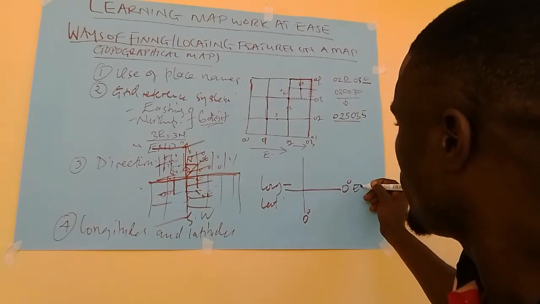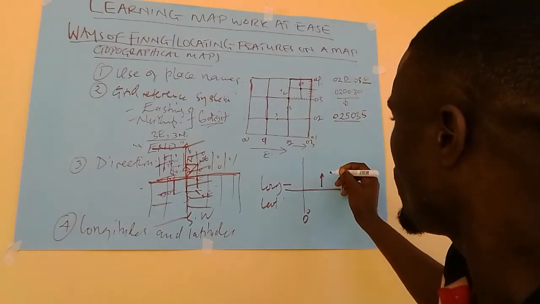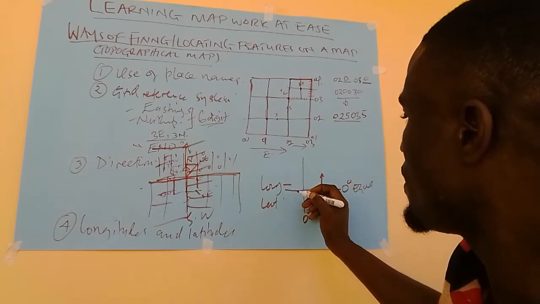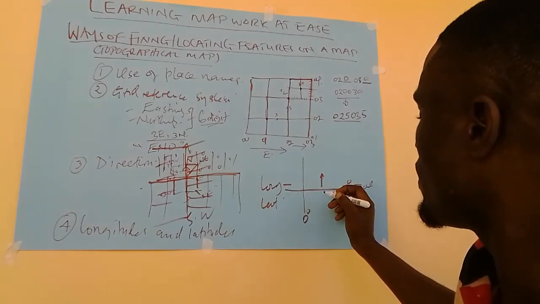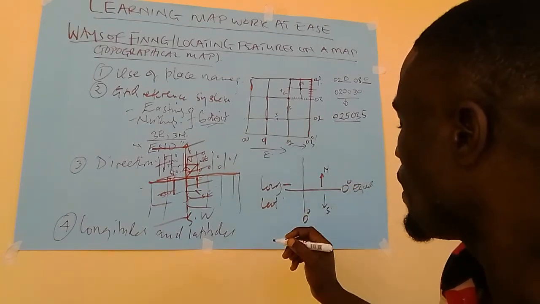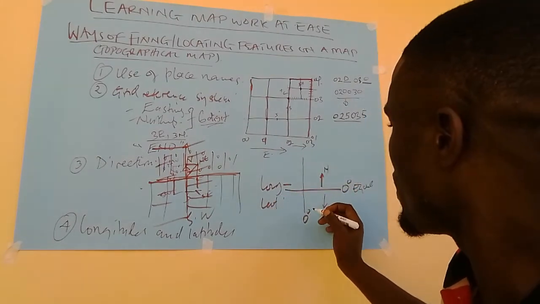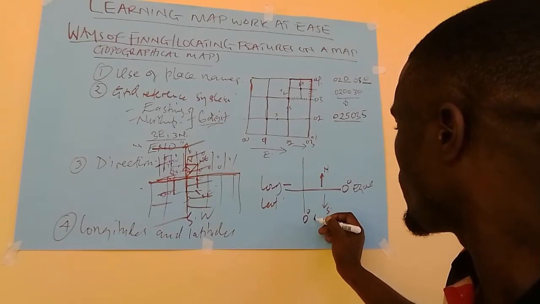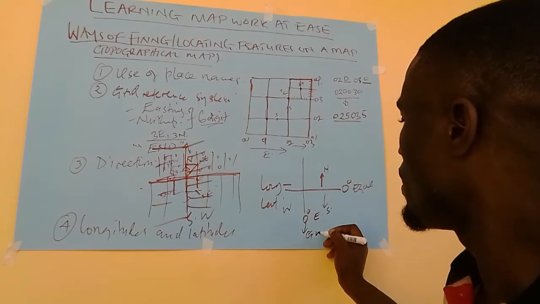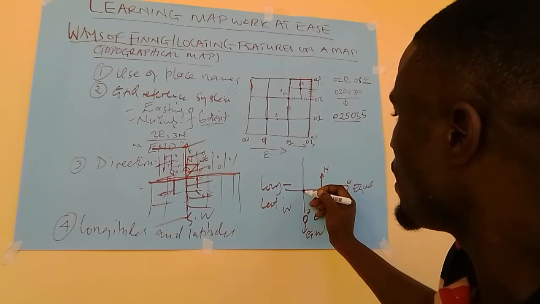If this is the equator, we have latitudes. Latitudes run from west to east, and they are angular distances measured north of the equator or south of the equator. Longitudes are imaginary lines or angular distances that are measured in degrees west or east of Greenwich. This is the Greenwich. So the intersection between a latitude and a longitude gives us a location.